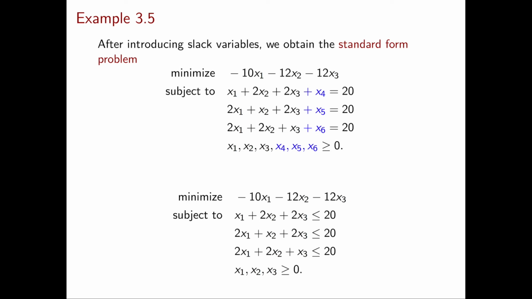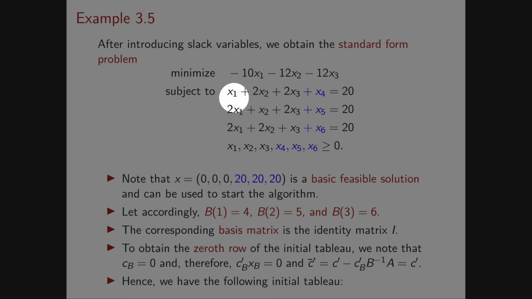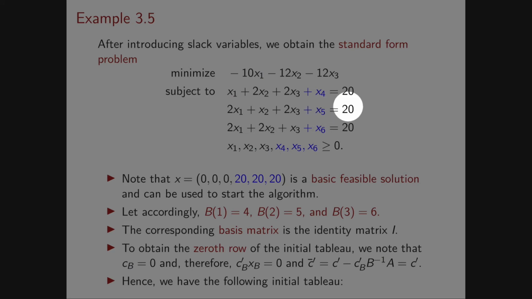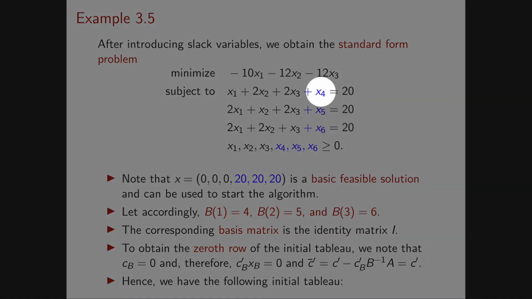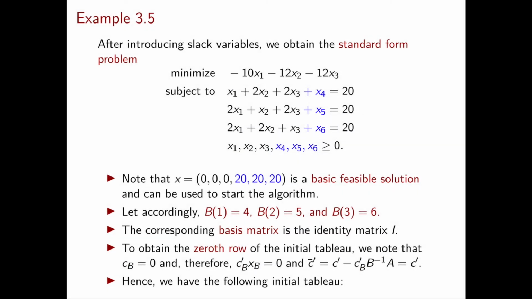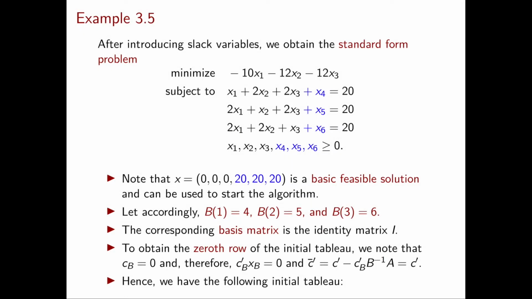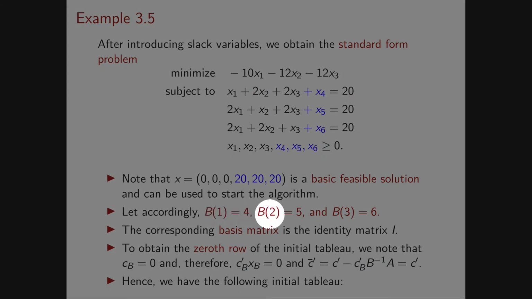Now, for this standard form problem, it's very easy to obtain a basic feasible solution. In fact, if you set all the original variables to 0, you obtain x4 equal to 20, x5 equal to 20, and x6 equal to 20. This is a basic solution because the three columns corresponding to x4, x5, and x6 are linearly independent. Furthermore, this is a basic feasible solution because it is greater than or equal to 0. So we can use it to start the algorithm. Accordingly, the first basic index is 4, the second basic index is 5, and the third basic index is 6.